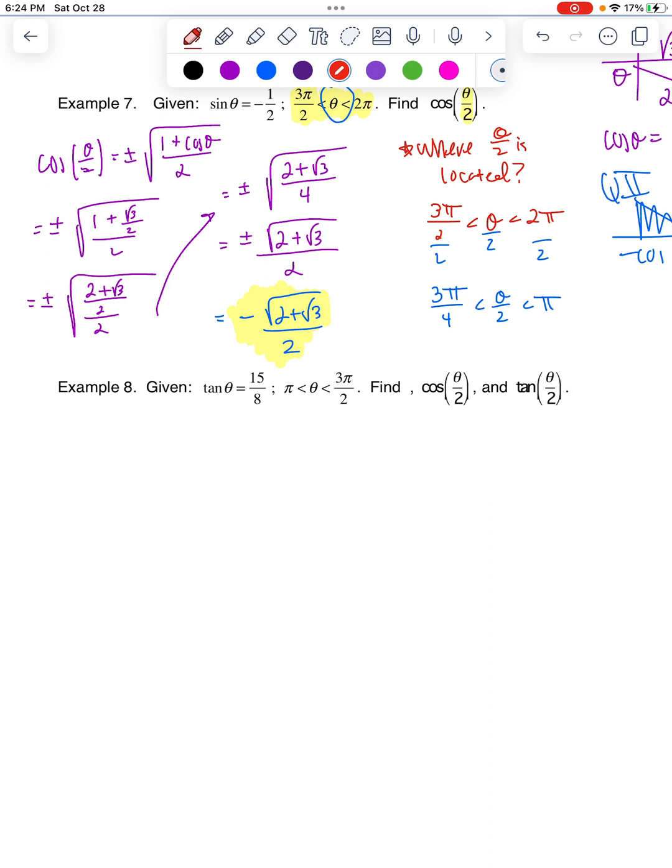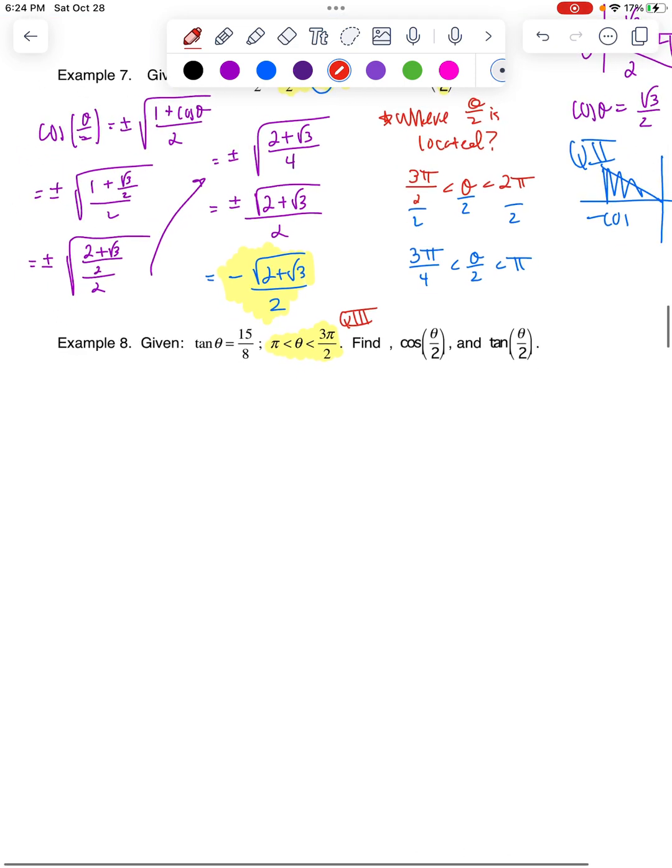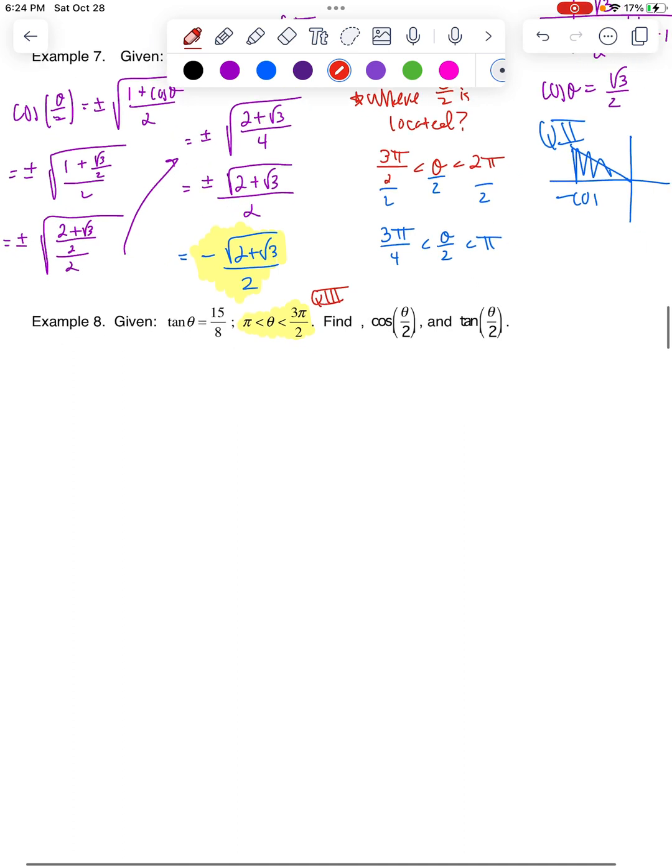Okay, so it says, given that tangent of theta is 15 over 8, and it's telling us that theta is between pi and 3 pi over 2. So this is going to be in quadrant 3. It's asking us to find the half angle for cosine and tangent. So I'm going to go ahead and draw out my triangle. We're in quadrant 3.